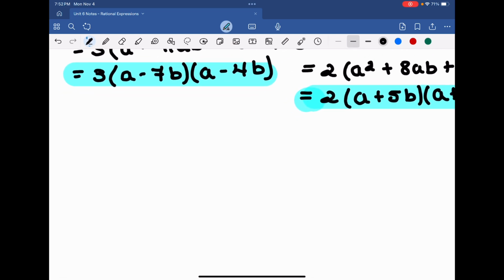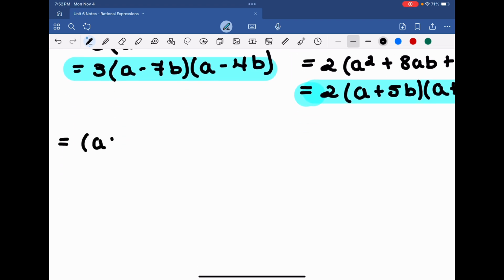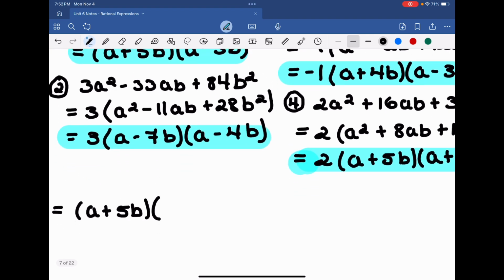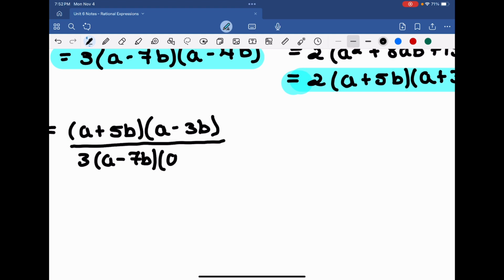Right below here, I'm going to just start subbing them in. So we're going to write this is all equal to, and now I'm going to write out our first term, which was a plus 5b, and then multiplied by our next term, a minus 3b. In the denominator of this term, we had 3 times a minus 7b and a minus 4b. There we go.